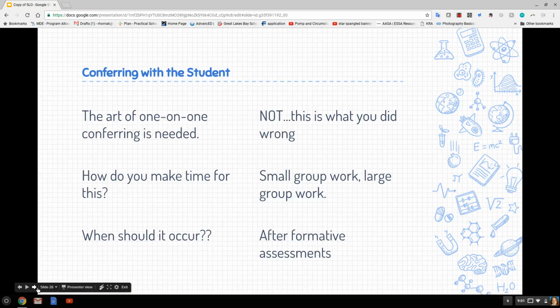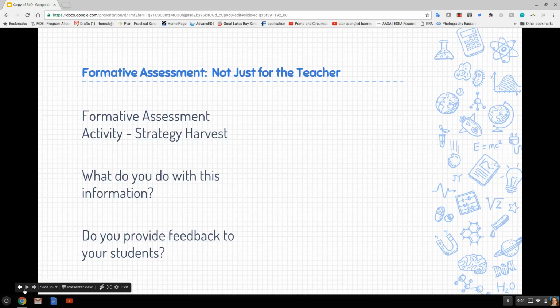So one of the things that I think needs to be mentioned as well is that as students go through this process, conferring with the student and making sure that conversations are had throughout. So formative assessments play a really important role in this process. Sorry, I skipped a slide. The formative assessment is not just for the teacher.